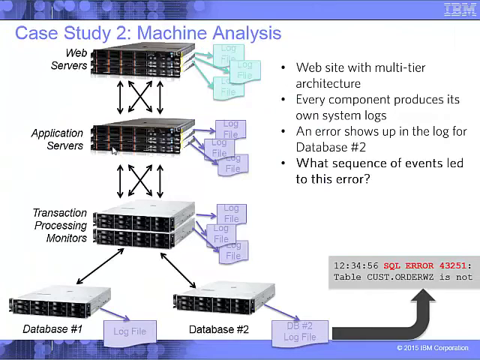All right, in our second case study, we are looking at a large information technology company that is looking to understand when and why they violate the service agreement, and how they can prevent that from happening. So a typical website is built using a multi-tier architecture consisting of web servers, application servers, transaction processing monitors and databases. Each of these components produces its own logs, and if an error shows up, we will need to identify the sequence of events that led to the error.